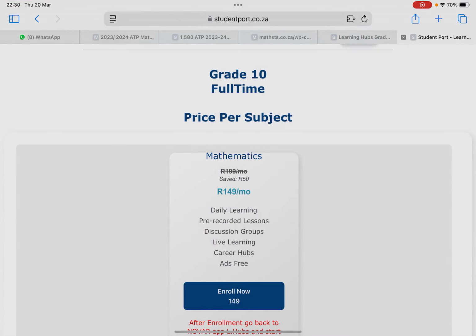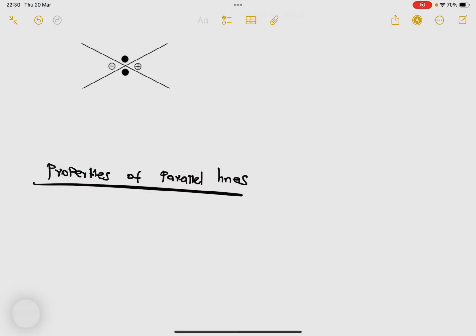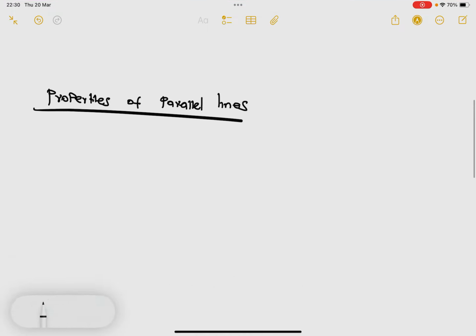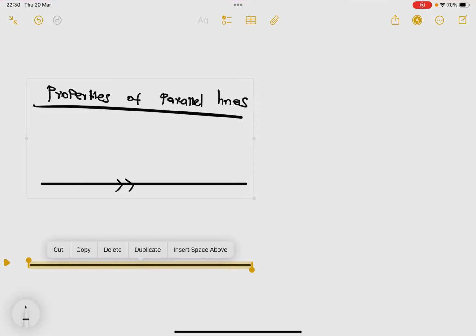I'm just going to close this because I want us to continue with what we are doing here. Some amazing stuff that we're doing here: properties of parallel lines. So what do we mean by properties of parallel lines? In fact, what are parallel lines? If I draw a line like this, and another line like this, I know that these two lines are parallel.